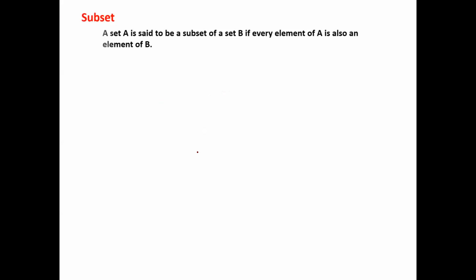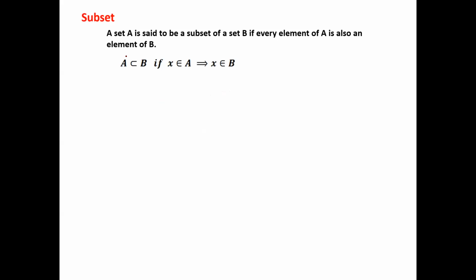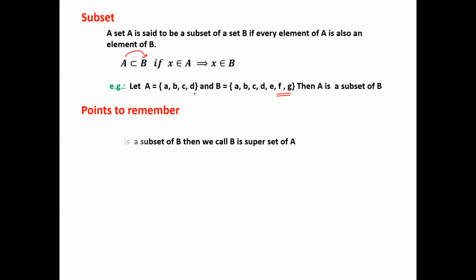Subset: a set A is said to be a subset of B if every element of A is also an element of B. The name itself will tell you, if A is part of B, it is called a subset. You see that B has extra elements. That doesn't matter. A should not have extra elements if A is a subset of B. So what are the things you have to remember? Empty set is a subset of every set. Why is that? We'll see.